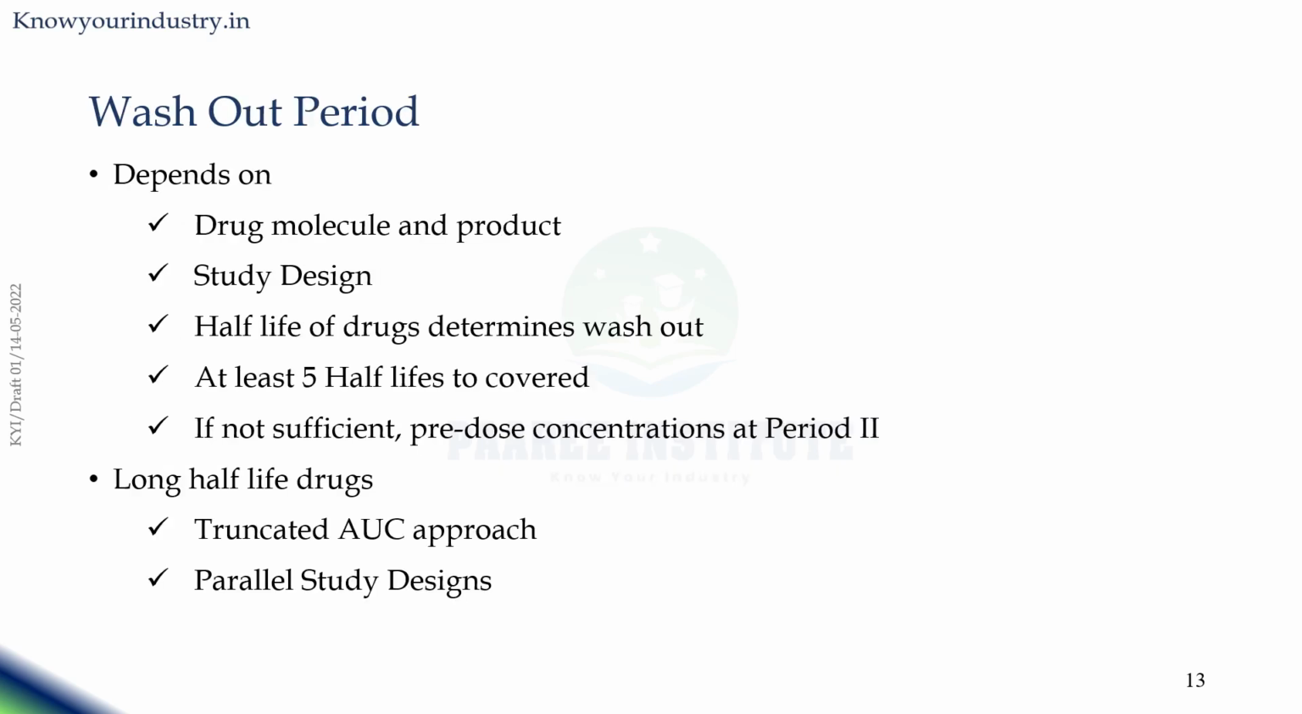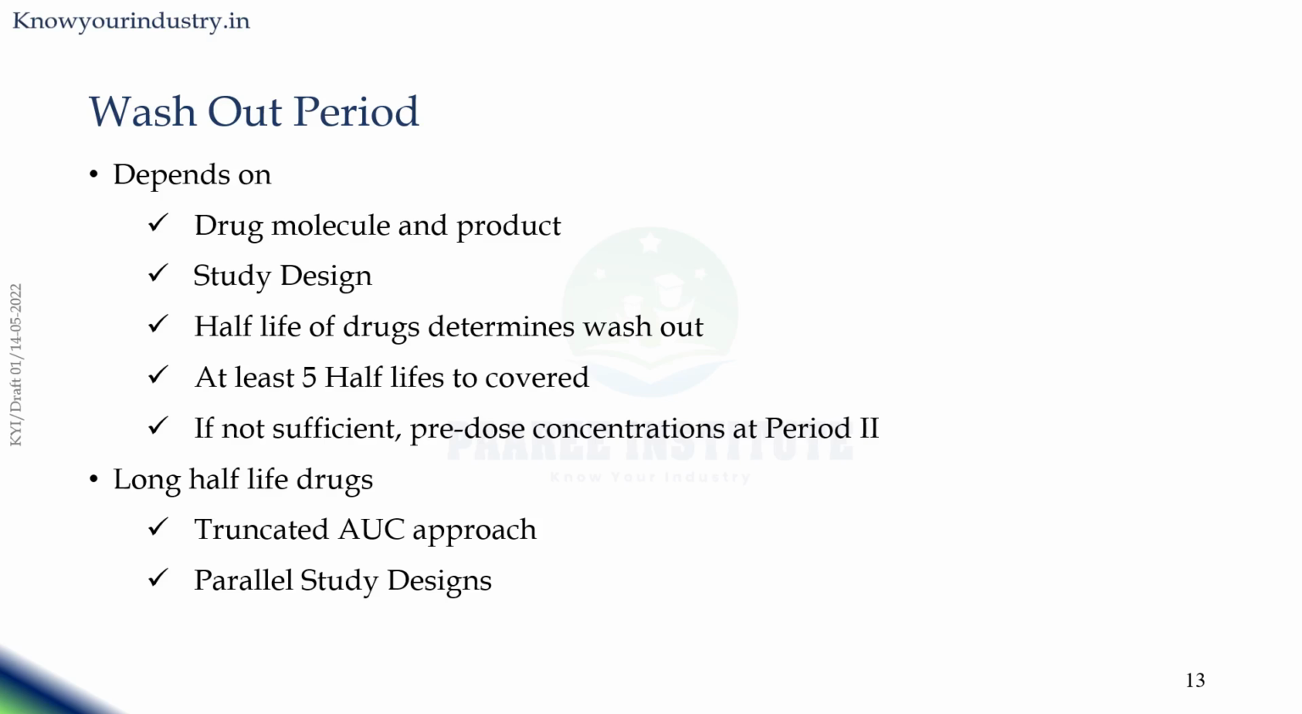Then comes the important parameter, which is the washout period. When we do crossover studies, for example, I am the subject, I am going to take the reference product and the test product on two different occasions, in two periods. First I will take one product, then I have to wait until what I have taken is completely eliminated from my body. Then I will go for the administration of the second product. The time taken for complete elimination of the drug product from my body is called the washout period.